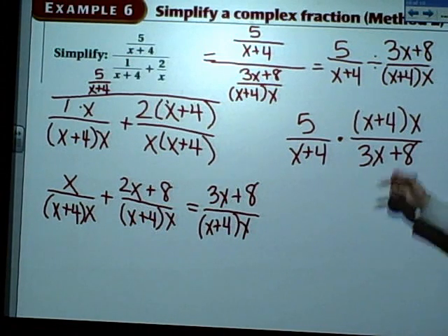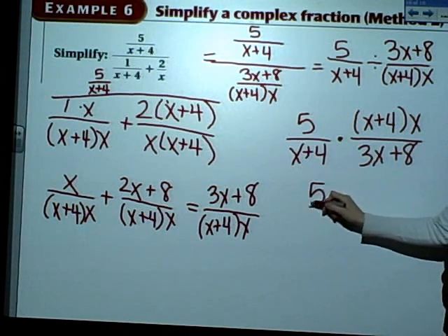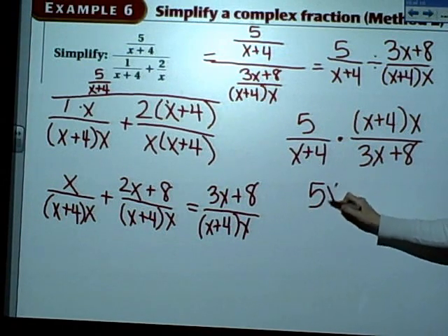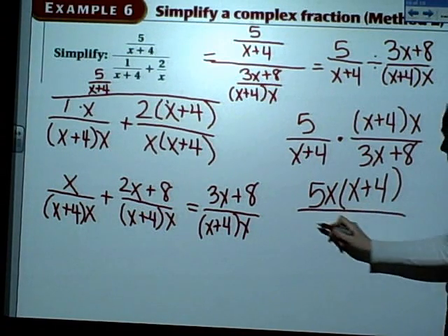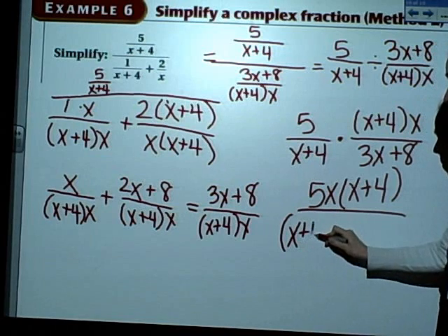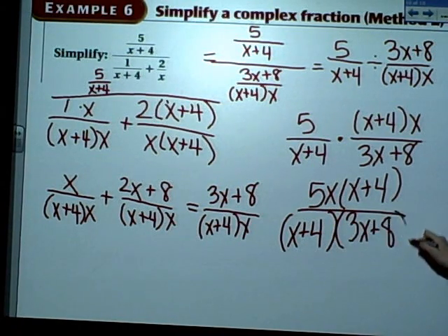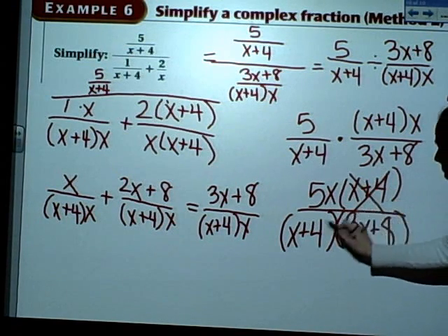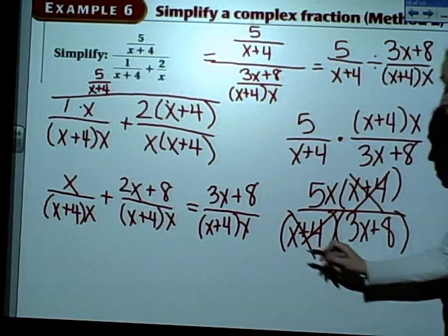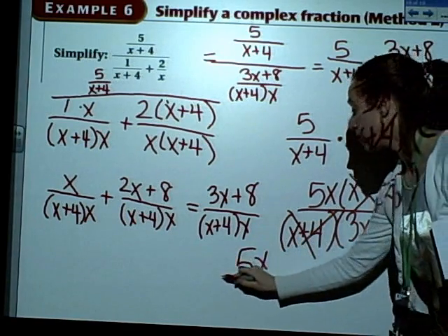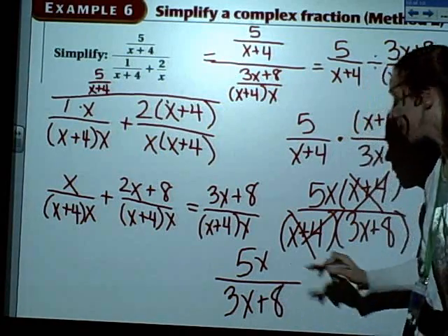We're going to multiply straight across the top, straight across the bottom. We get 5 times x is 5x, divided by x plus 4 over 3x plus 8. Favorite part coming up, we can cross off what's the same on the top and the bottom. And we are left with 5x divided by 3x plus 8.